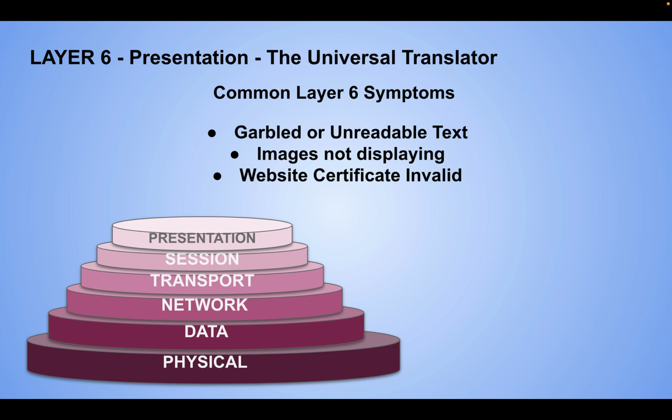So symptoms of Layer 6 problems are usually about data being able to be read. So on the screen, if you're seeing weird and unreadable text, or images not showing up and videos not playing, or if you're getting website errors, like the certificate isn't valid, that's going to indicate that there's a problem with the SSL encryption or the certificate trust.